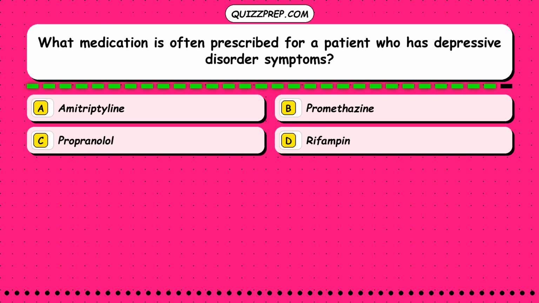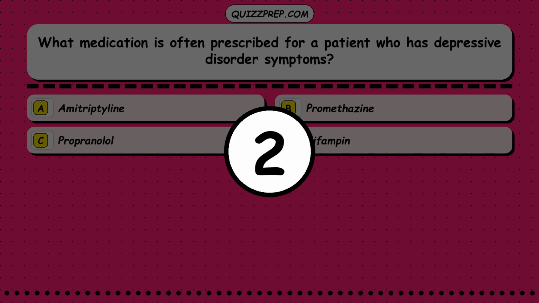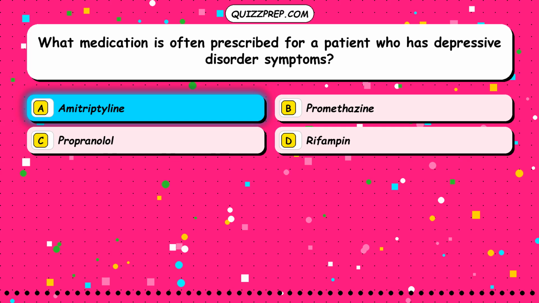Question 24. What medication is often prescribed for a patient who has depressive disorder symptoms? Option A, amitriptyline. Option B, promethazine. Option C, propranolol. Option D, rifampin. The correct answer is option A, amitriptyline.